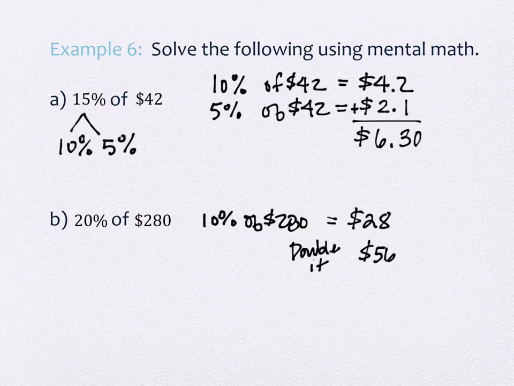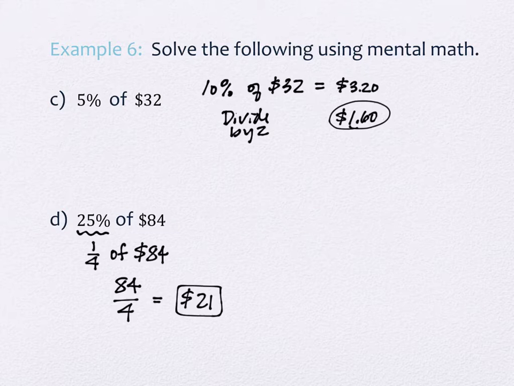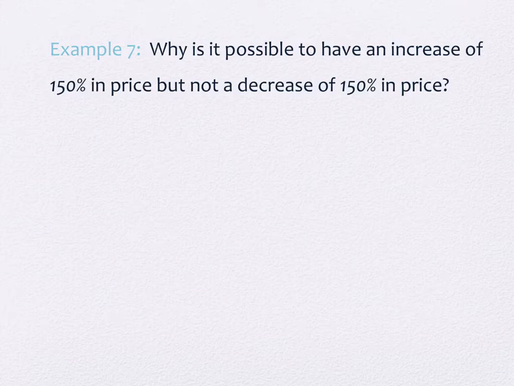Okay, anything else? Okay, let's take a look at another example, moving on from the mental math. This is one of those type C kind of questions. Example 7. Why is it possible to have an increase of 150% in price, but not a decrease of 150% in price?